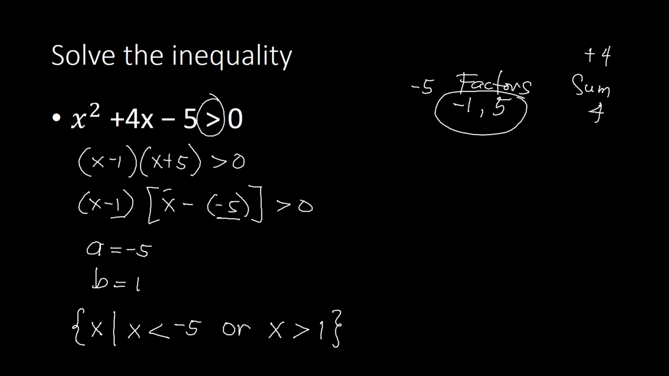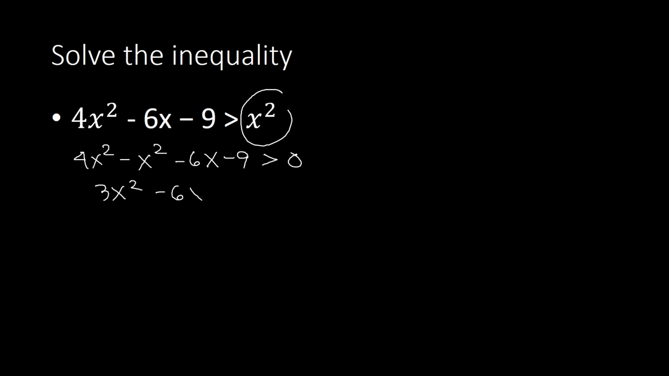So let's have one more number to practice. Let's have this one here. So notice your x squared is on the other side, so you have to transfer that out there. So 4x squared minus x squared minus 6x minus 9, that's greater than 0. So here we have 4x squared minus x squared, that's 3x squared, minus 6x minus 9, greater than 0.